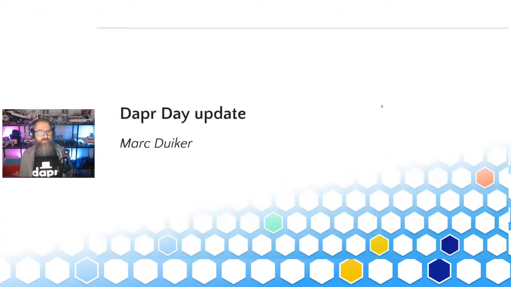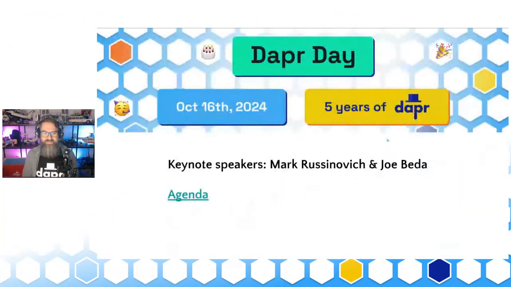All right. I'll share my screen again for the next topic, and that's a quick Dapr Day update. We already mentioned that the agenda is now online for a couple of weeks. This is just a reminder. At the moment, we have just slightly over 250 registrations for Dapr Day, which is already a great number. But I'm really hoping for even more registrations.